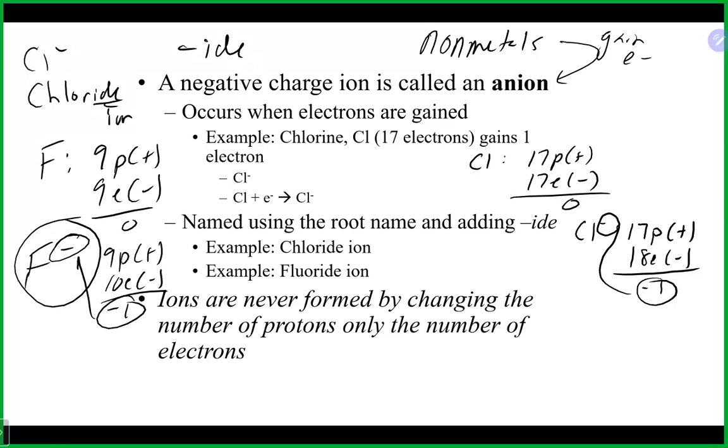So when you see IDE at the end of a name, there's a pretty good chance that you're dealing with an ion, and a very good chance that it has a negative charge. It is not the neutral atom. So if somebody says the bromide ion, they were not talking about bromine with a neutral charge. They were talking about bromine with a -1 charge. Any questions on that there?